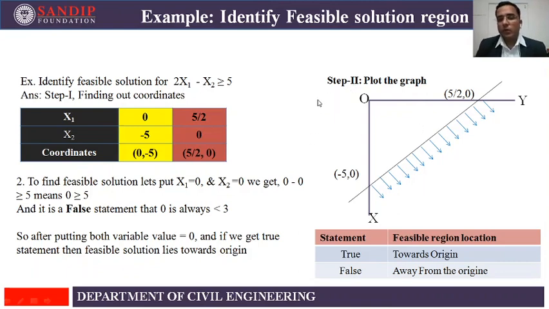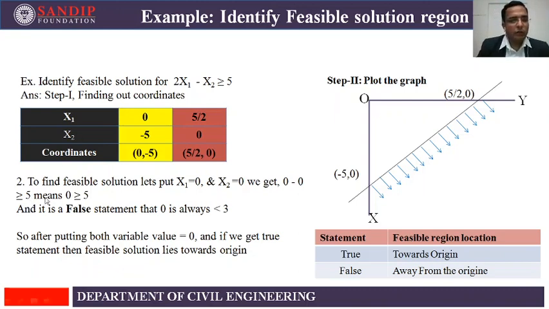Okay, now the plotting of the graph is very easy. Now the main motto of this example is to find the basic feasible solution, or in which region the solution will be available. For that purpose, the simple funda is that we have to put both variable values as 0, and find out whether the resulting statement is true or false.